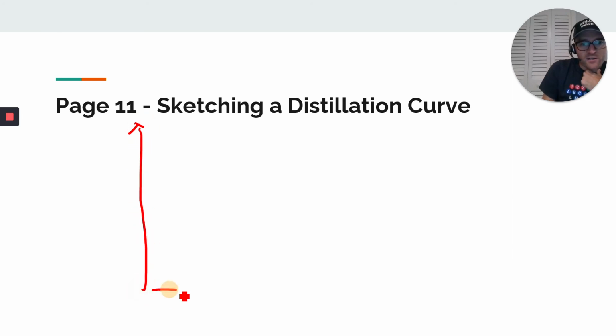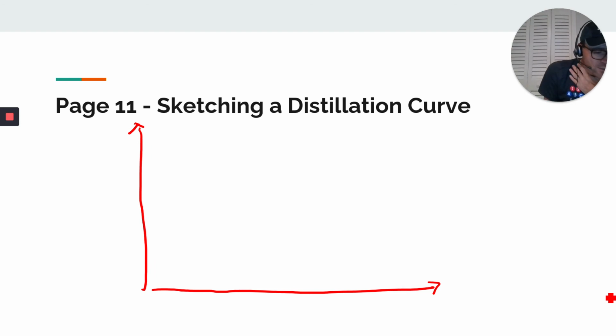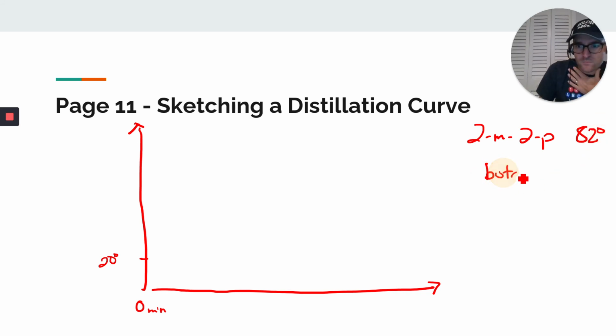And obviously mine's not going to look nearly as nice as yours. But we are told that at time 0, we're starting at about 20 degrees. And we have 3 components. We have 2-methyl-2-propanol, which has a boiling point of 82 degrees. We have butanol with a boiling point of 117.